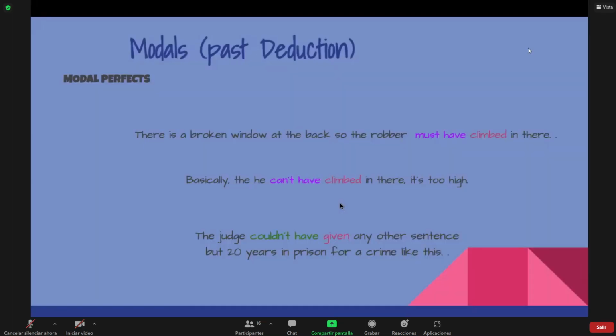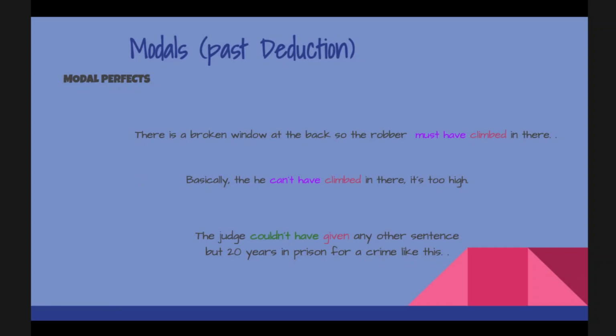Okay? Entonces, as I said before, guys, we need to basically remember their meanings and then their uses to be able to understand. Okay? Entonces, please remember that we call them modal perfects, okay, to talk about past deduction, porque lo que sigue el modal es un verbo, es el have y un verbo en pasado participio, es como si fuera un presente perfecto, okay?